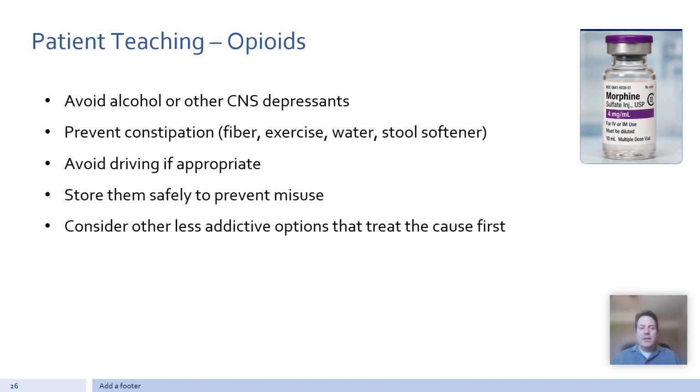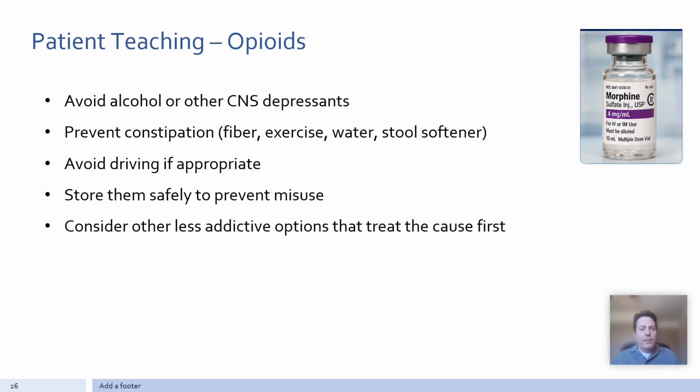So, some patient teaching around opioids. Avoid alcohol and other CNS depressants. You don't want to mix these medications and alcohol together, because you're just asking for respiratory depression and possibly death. You want to prevent constipation, so it's going to be fiber, exercise, water, stool softener. You want to avoid driving if that's appropriate. You want to store them safely to prevent misuse. Kids get into these, family members can get into grandma's opioid stash.